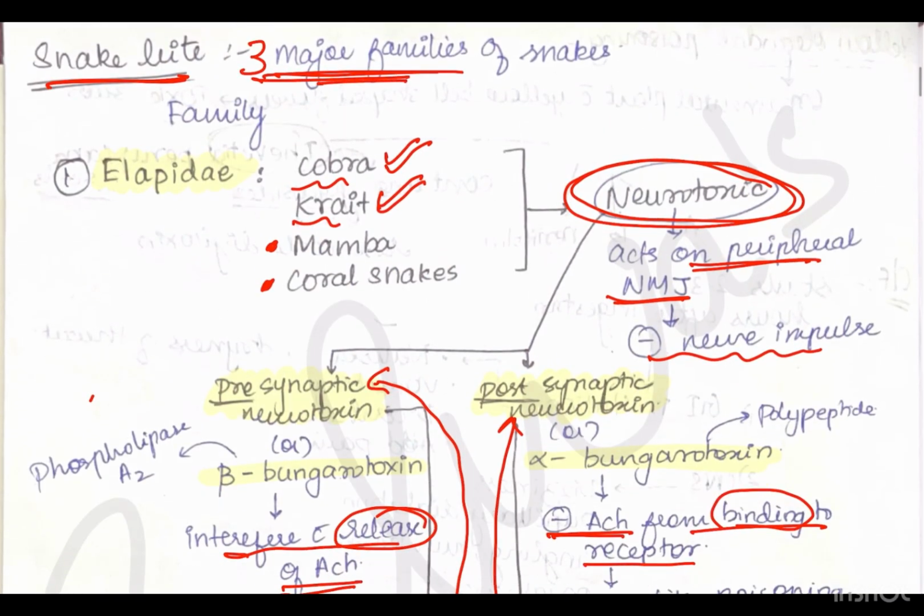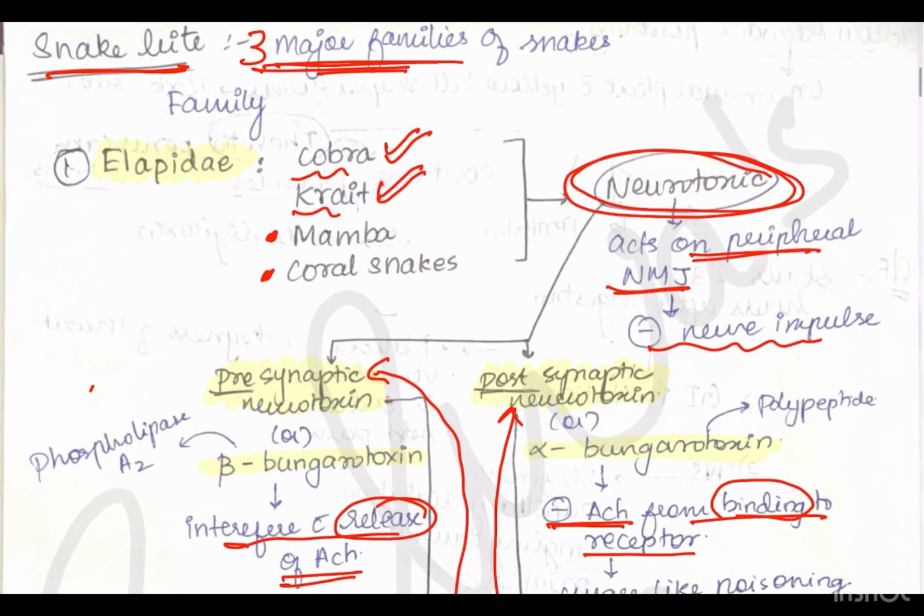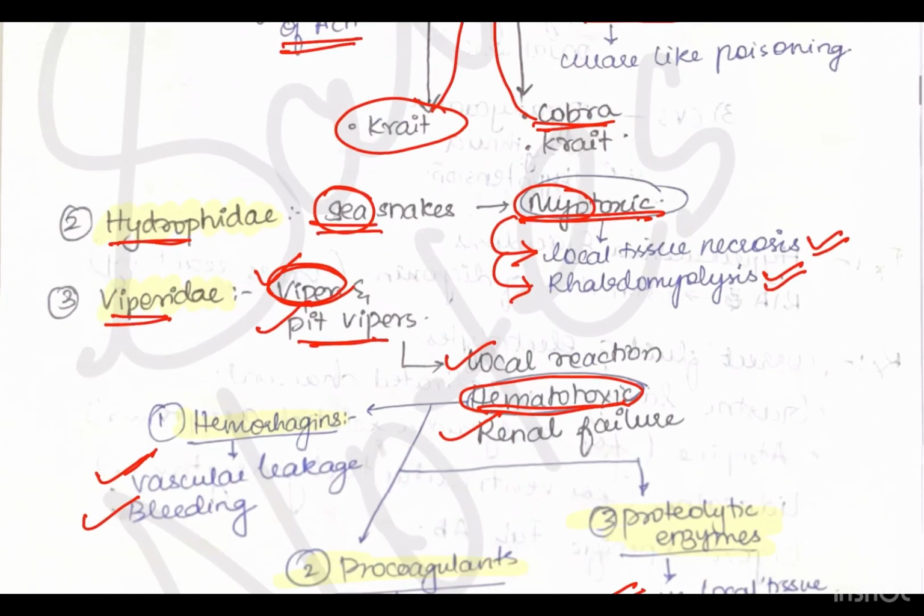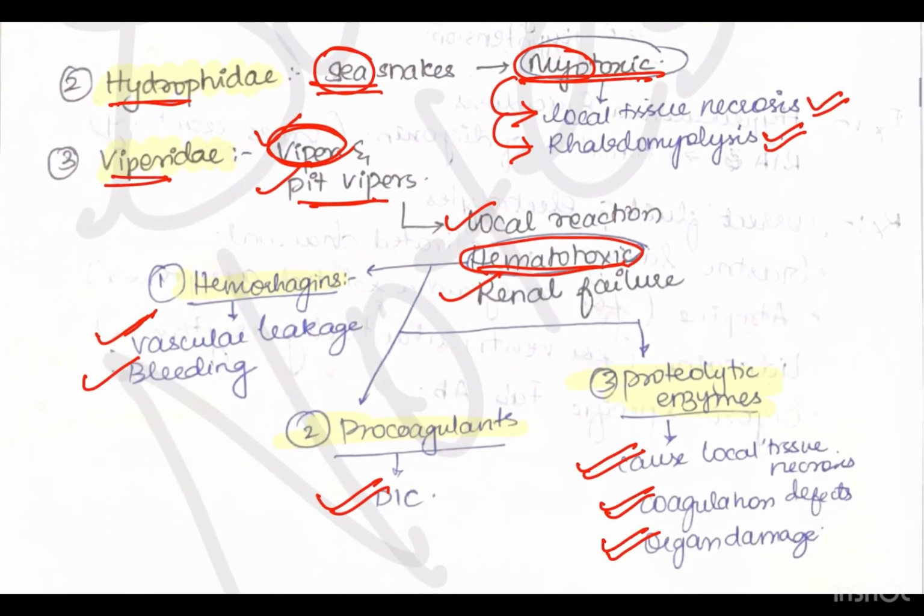So let me summarize this page. There are three families: Elapidae, Hydrophidae, Viperidae. Elapidae, cobra and krait, they are neurotoxic. Hydrophidae, sea snakes, they are myotoxic. Viperidae consist of vipers and pit vipers, and these are hematotoxic.